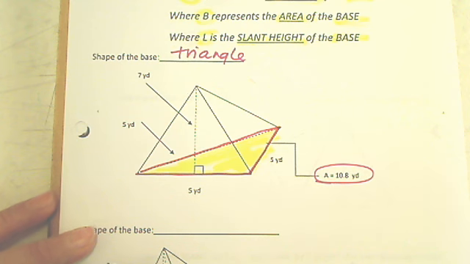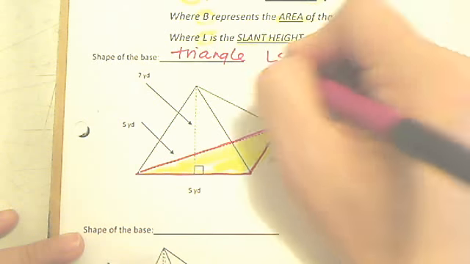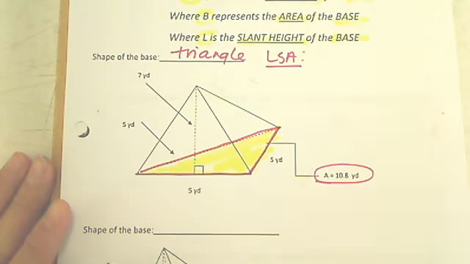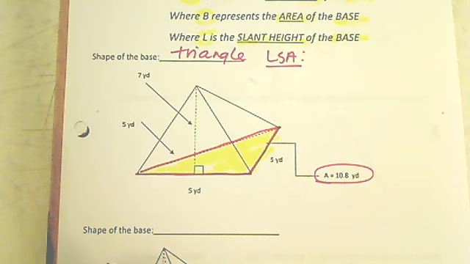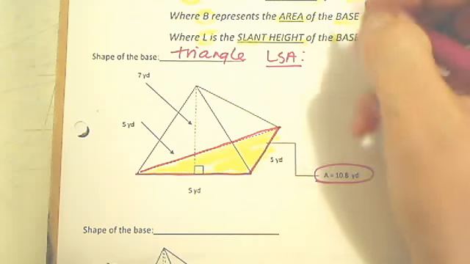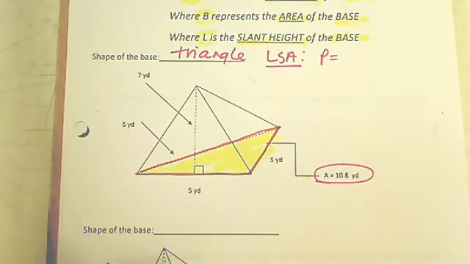If you're doing the lateral surface area, again, the lateral does not include the base. It's the 4 sides. So what is the lateral surface area? Well, first of all, what's the P in the base? All right, so how many sides do triangles have? 3. Therefore, we need 3 numbers. Which 3 numbers of the triangle do we need? 5.